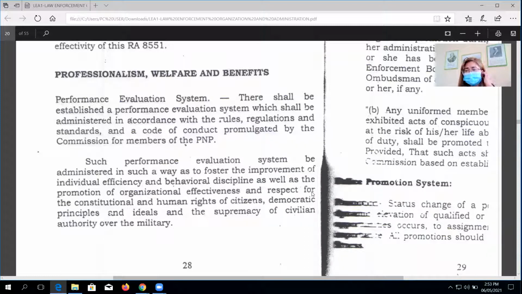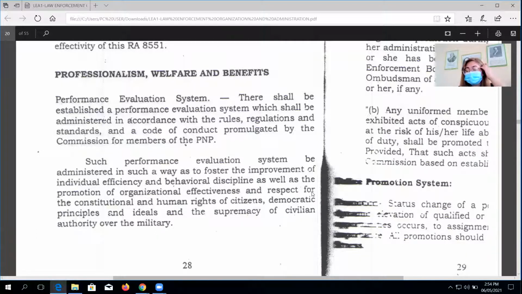Aside from that, they are also interviewed, and their appearance is observed in the performance evaluation system. How is their uniform, is it wrinkled? How are their shoes, are they worn out? What is their body mass index, is it in the normal range or are they already obese? So these are also some of the things that are taken into consideration in the performance evaluation system.